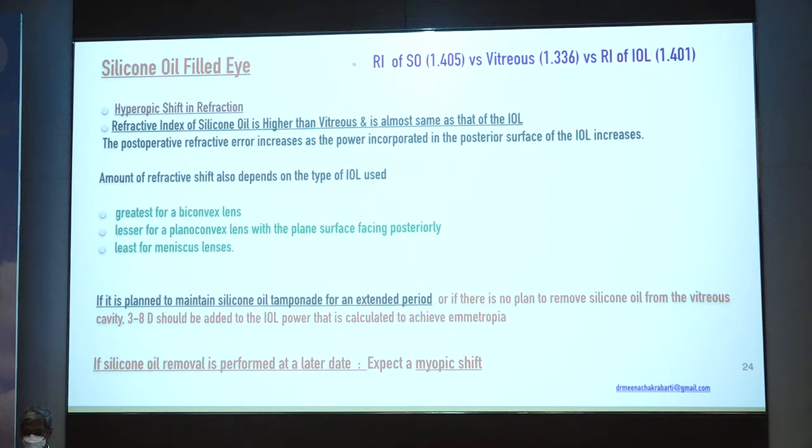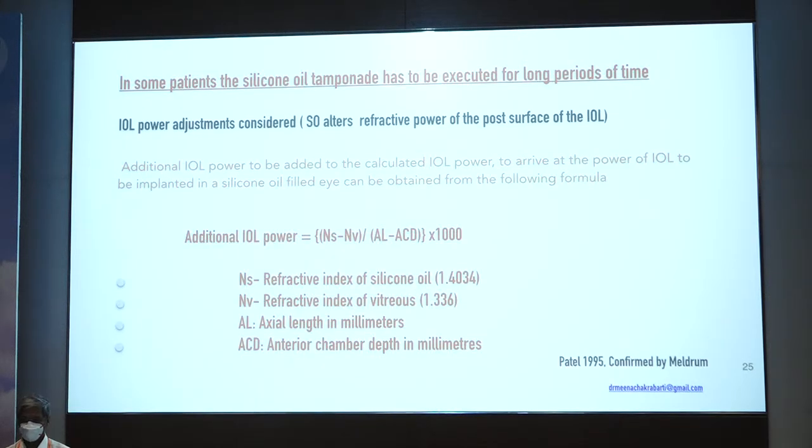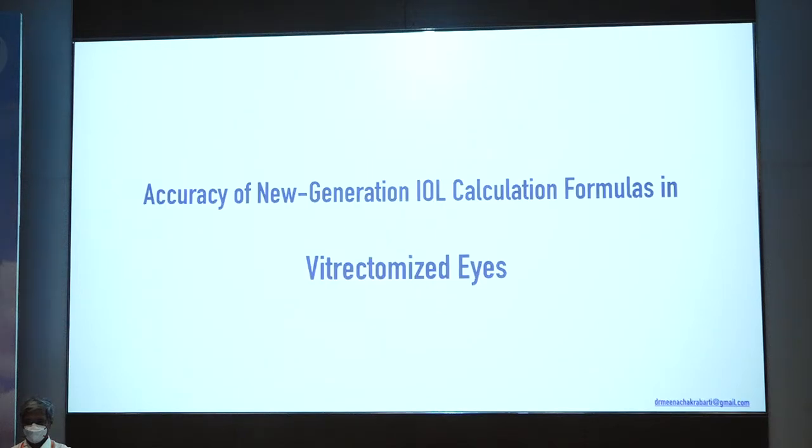So postoperatively, you may have a hyperopic shift in the refraction, and in these patients in whom you are going to retain the silicone oil, the rule of thumb is to implant an IOL which is about 3 to 8 diopters more than your calculated power. But please explain to the patient that they will have a myopic shift when they undergo silicone oil removal at a later date. You can also use a formula taking into account the refractive index of the silicone oil, the vitreous, and the axial length measured in millimeters, in patients who require an almost permanent silicone oil tamponade.